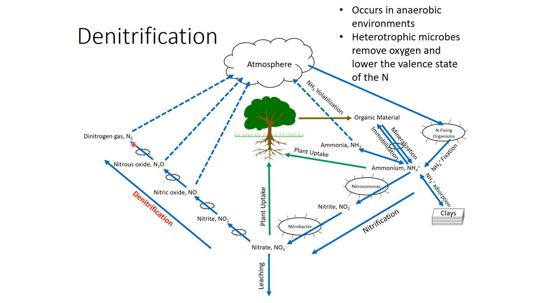But this all happens in reducing environments, and reducing environments occur in all soils. So it could be just a normal, well-drained soil, but if you have enough moisture just coming from rainfall inside of some of the aggregates, we will have reducing conditions where denitrification can occur. But if we have a soil that's completely waterlogged, then it's going to occur at a much faster rate, and we'll lose a lot more nitrogen. So we're converting this dissolved nitrate form into gaseous forms that can off-gas into the atmosphere.